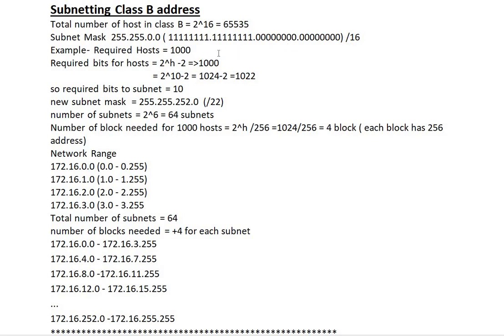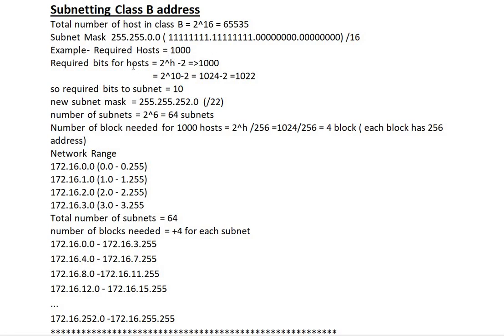We take an example of a 1000 host requirement here. Because in a Class C address we can have a maximum of 254 hosts, it is not possible to get 1000 hosts in Class C. So we will take an example of Class B now. In a Class B address, we have 16 bits for host. Now for 1000 hosts, how many bits do you need? This is the first thing you have to work out.